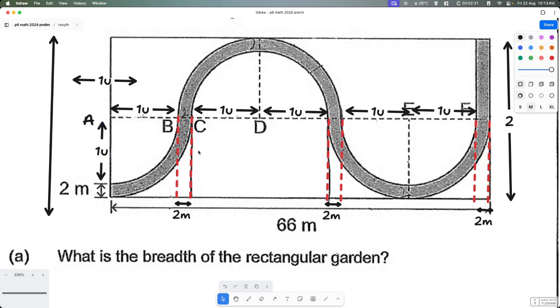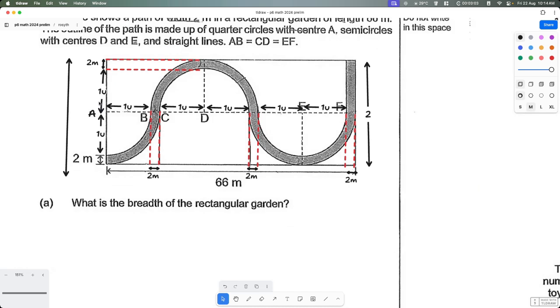Then let me create another path over here. So this 2 meters path is this, and this is another path, that's what you see over here, and this is another path, like this. So we have another unit. This little small thing is 2 meters here as well. So from here we can calculate. This is the breadth.